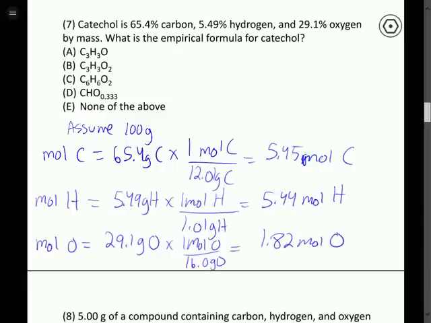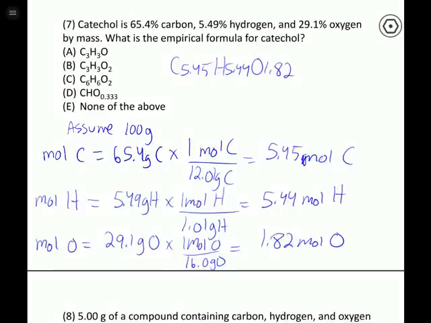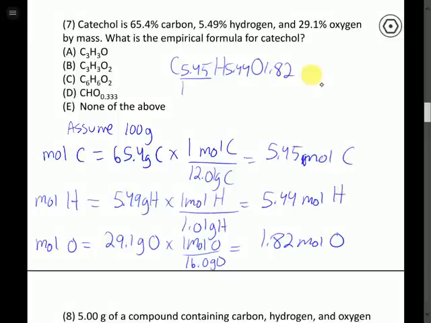Okay, so those are the moles of each element, and then the empirical formula is just the ratio of those moles. So we could write our empirical formula as C 5.45, H 5.44, O 1.82. Now, of course, we don't write chemical formulas like this with decimals, and those don't match any of the answer choices. So the way we deal with this is we take all of these subscripts and divide them by the smallest one to reduce them down to simpler numbers.